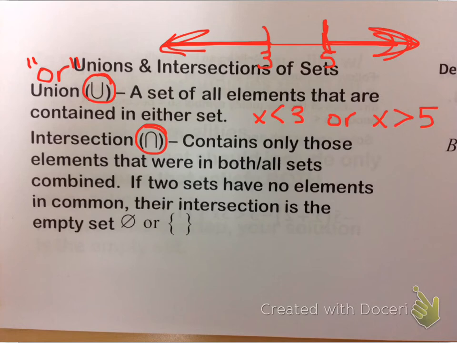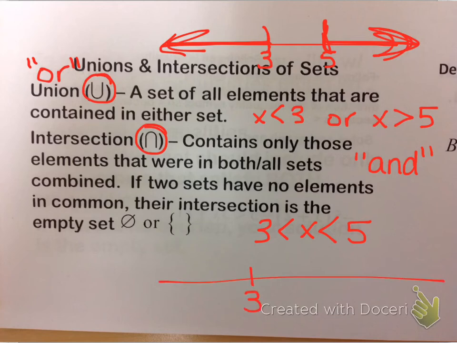Okay, but the intersection symbol here on the next row is the word and. And so what that means is that it's going to be the solutions that are only true for both things. It's their area of overlap. So if I said x was greater than 3 and less than 5, that means my x values have to make both things true. They've got to be numbers that are bigger than 3, and they've got to be numbers that are smaller than 5. And so what that would look like is it would just look like this. It'd be the numbers just in between 3 and 5.